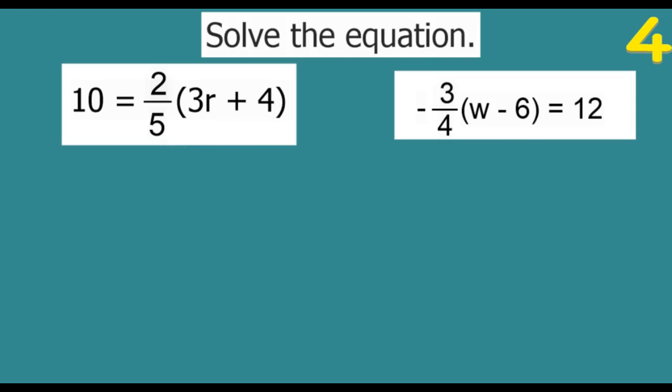Now we have a couple more fractions. Another way we could do that, instead of multiplying everything out by a fraction, we could get rid of this fraction right away by using the reciprocal. What the reciprocal means is we multiply by the flipped fraction. So instead of 2/5, we're going to multiply by 5/2. If we multiply one side by 5/2, we also have to multiply the other side by 5/2.